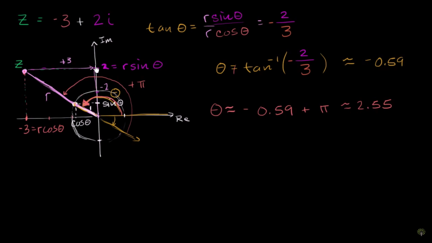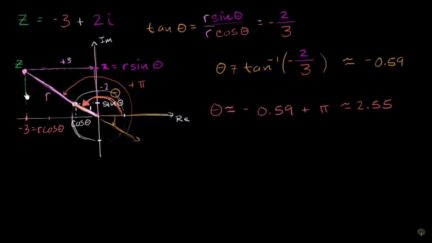Well, this angle, if we go straight up, that's pi over 2 radians, and pi is 3.14, so that's going to be 1.57, 1 point something like that. And this is pi radians, so that's 3.14159, and so on. So 2.55 is indeed in the right quadrant. So that is right. This is going to be an angle of 2.55 radians. Now we just have to figure out the length, what r is. And for that we can just use the Pythagorean theorem.